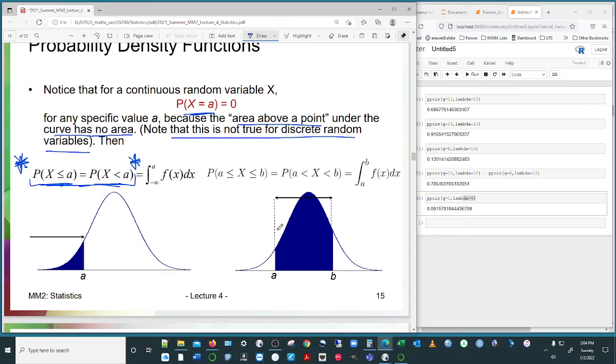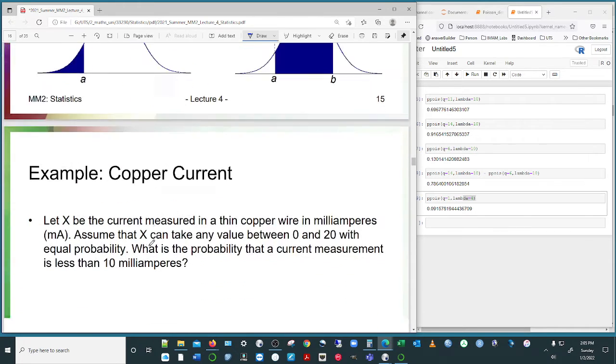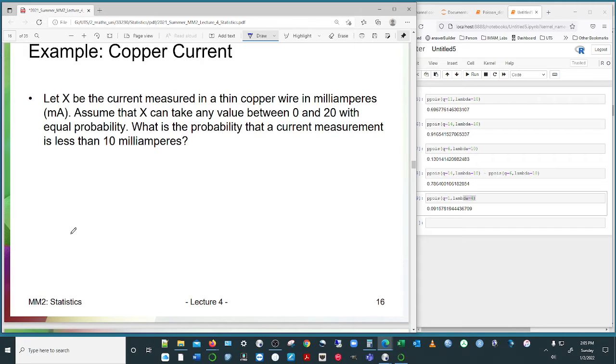Typical integrations and areas under curve, there's no need for me to go through all of that as assumed knowledge. I've emphasised the important part. Now, this is not to cruel you, it's just to give you an example. The first question I always get is, where did you get the function from? Well, I'm using the notion here that a thin copper wire is like the wire that you would have inside your mouse cable, a small mouse cable. And so assume that x can take on any value between 0 and 20 with equal probability. What is the probability that a current measurement is less than 10 milliamps?